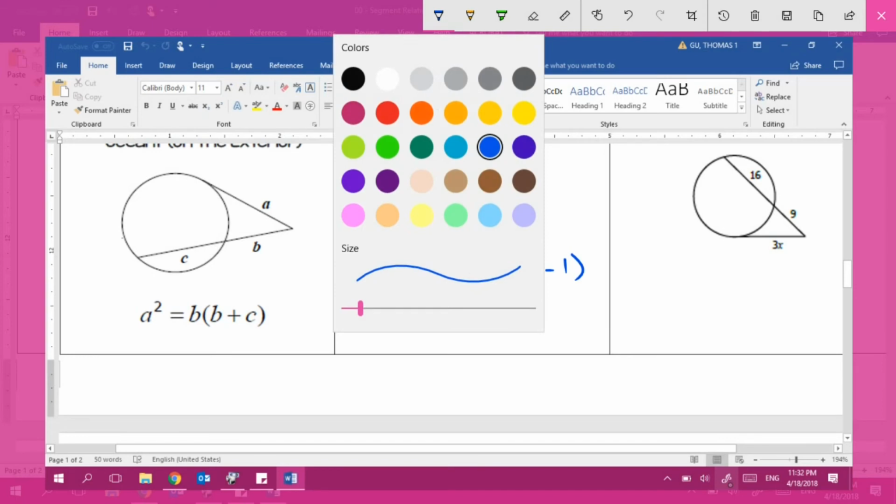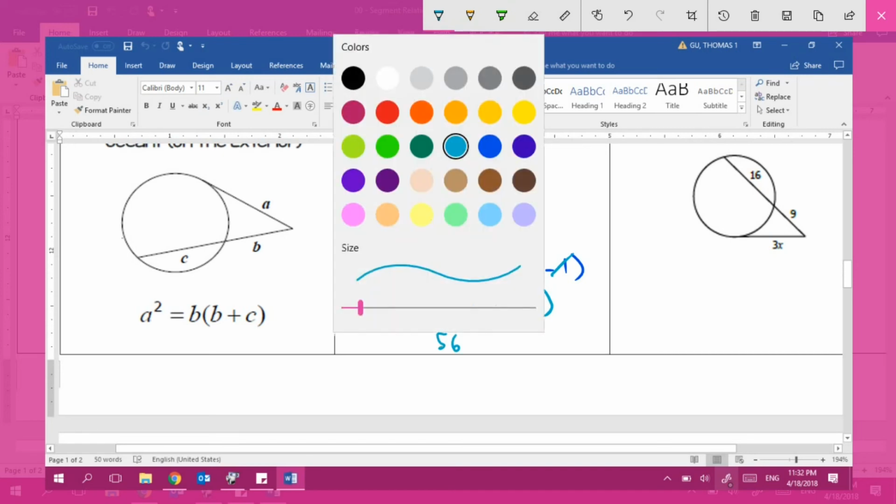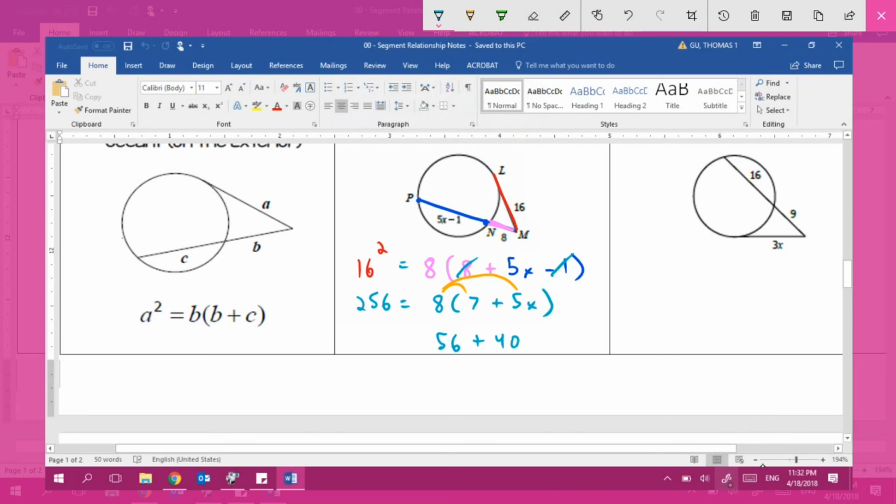All right, so now let's just use algebra and solve for x. So 16 times 16, because that's 16 squared, 256 equals, let's simplify what's inside. 8 minus 1 is 7, so we got 8 times 7 + 5x. All right, and now we need to distribute. So we got 8 times 7, that's 56. And then we have 8 times 5x, that's plus 40x. And then on my left side, I have 256.